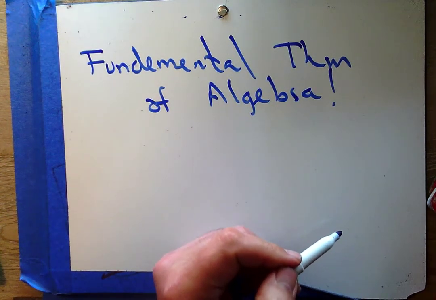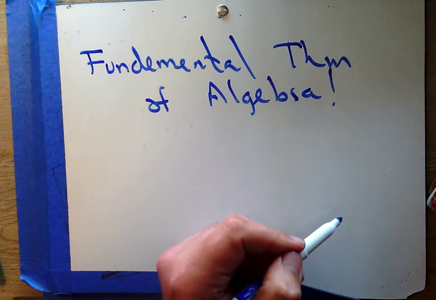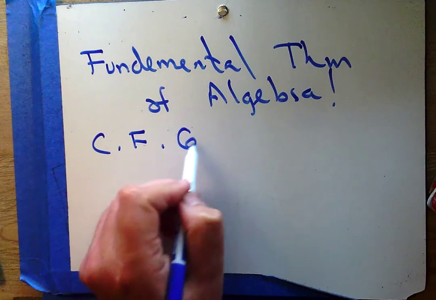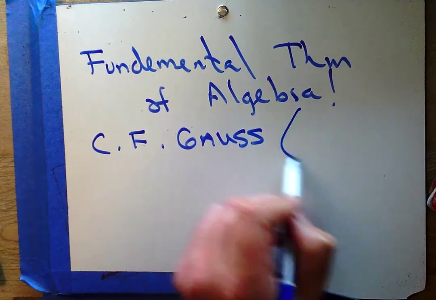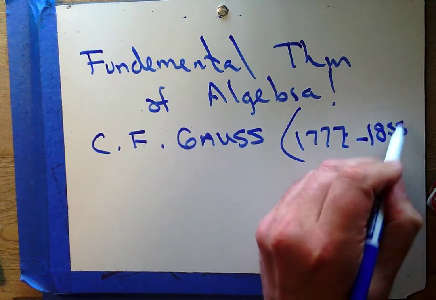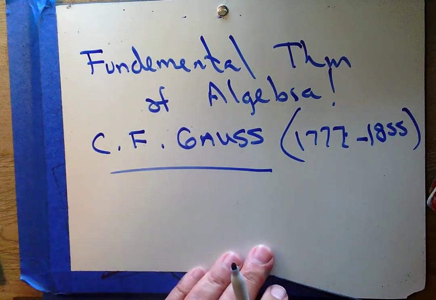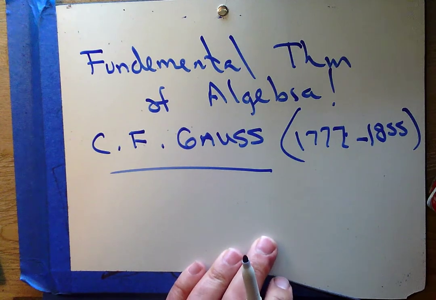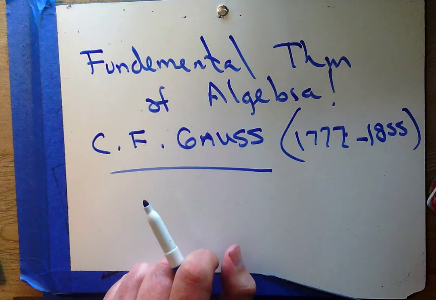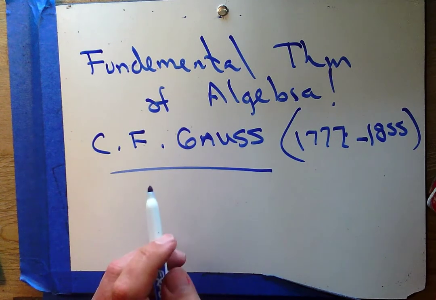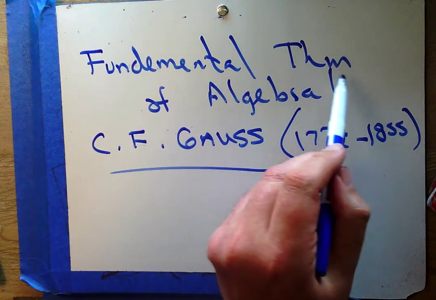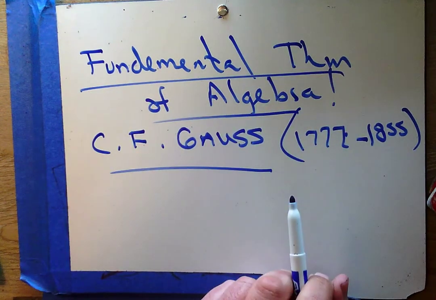Oh my goodness. They had such a parade when Carl Friedrich Gauss, 1777 through 1855, came up with this. He got a parade. They marched him through the streets. He was sitting in a chair, and they held the chair over their heads as they went down the avenue. Oh, it was such a day because we finally had a fundamental theorem of algebra.